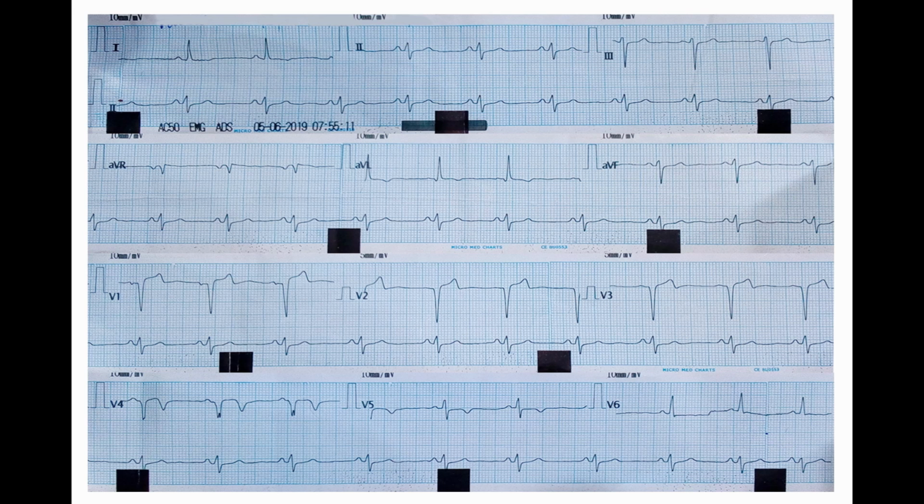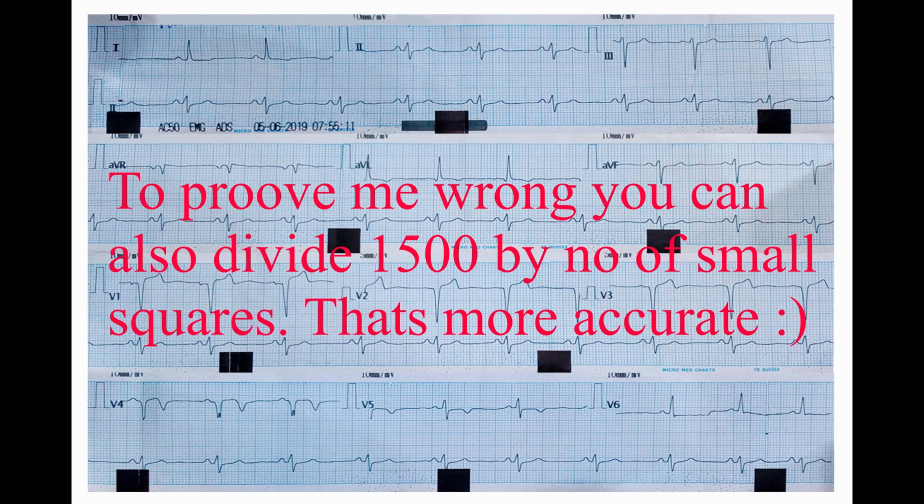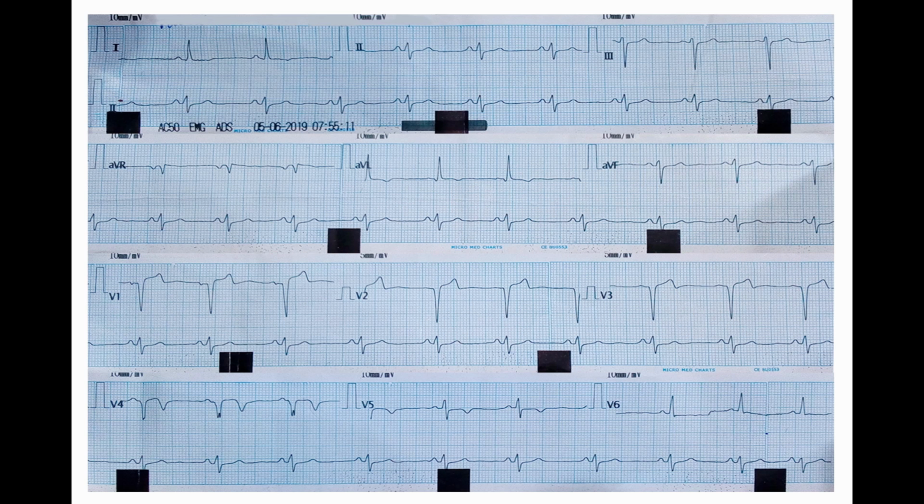Then rate you have to calculate. See the number of big squares between two RR intervals. So out here it is 1, 2, 3, 4, almost 5. The fifth square is also full. 300 divided by 5, so heart rate is around 60. You can memorize this. So heart rate is around 60 beats per minute. Okay, so rate we have discussed, rhythm, axis.